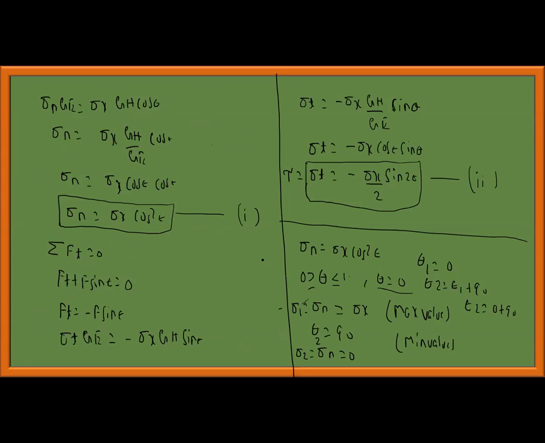What I have done, to get the maximum value of sigma n, I have substituted theta equal to 0. Then sigma n will be equal to sigma x.